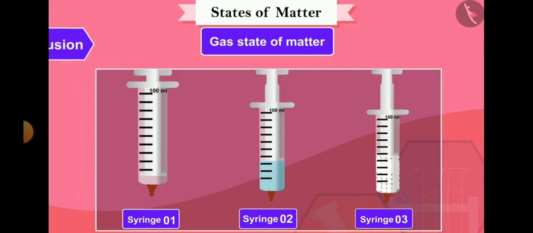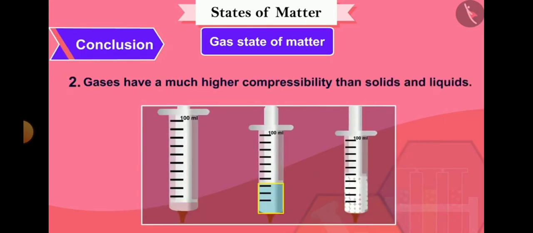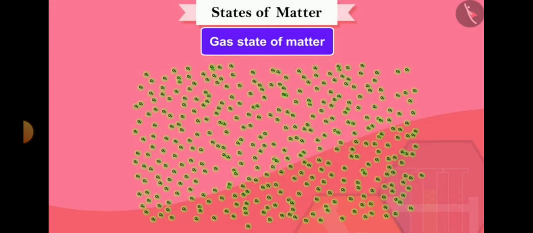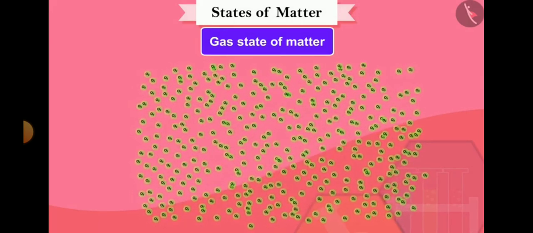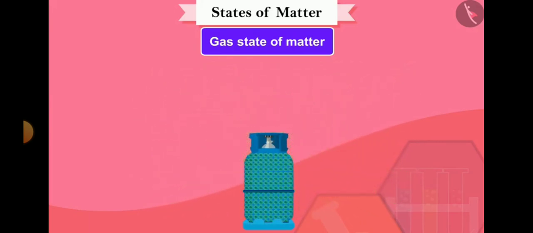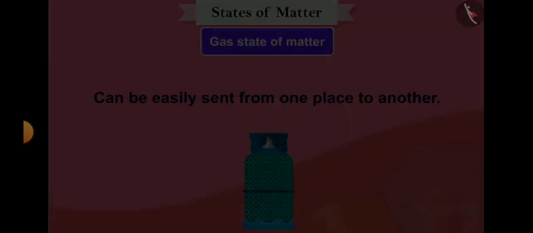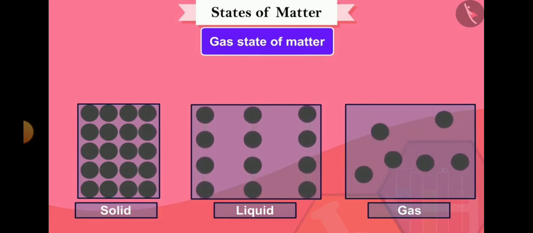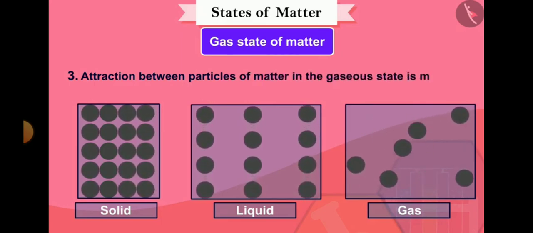From this activity, we can conclude that gases have a much higher compressibility than solids and liquids. The large volume of the gas can be compressed into a low volume cylinder due to its high compressibility and can be easily sent from one place to another. This compressibility is possible because the attraction between particles of matter in the gaseous state is minimal.